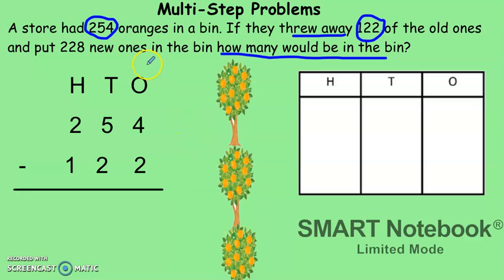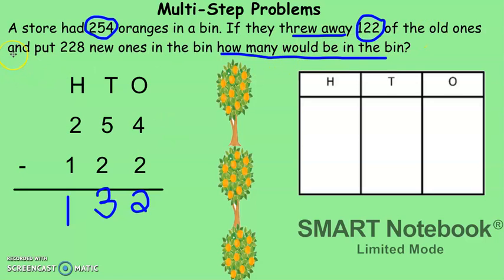So we always look at our ones place first, right? And let's start subtracting. 4 minus 2 is 2. Very good. Now we go to our tens place. 5 minus 2 is 3. Correct. Now I go to my hundreds. 2 minus 1 is 1. So now we have 132 oranges left. But we're not finished, are we? No, we are not, my friends.